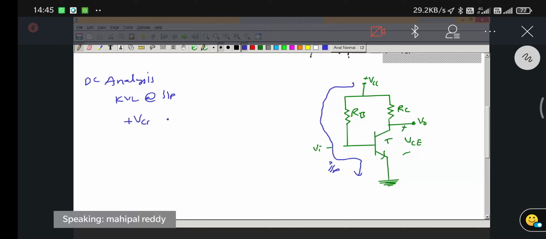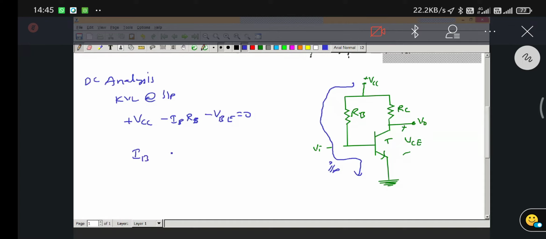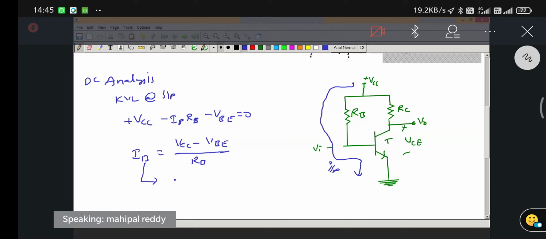So if I write that expression here, we get VCC minus IB RB minus VBE equal to 0. From this we can find out the IB current. So IB will be VCC minus VBE over RB. And this is, I can say, IBQ.